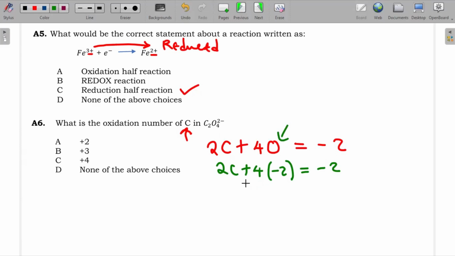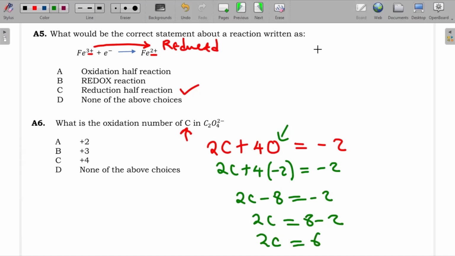Don't ask me, oh, where did you get it? We said it in the rules, right? Oxygen, in most cases, is going to have a -2. So this will just be 2C minus 8 is equal to -2. 2C is equal to 8 minus 2. 2C is equal to 6. So divide both sides by 2. That will just be C is equal to +3.